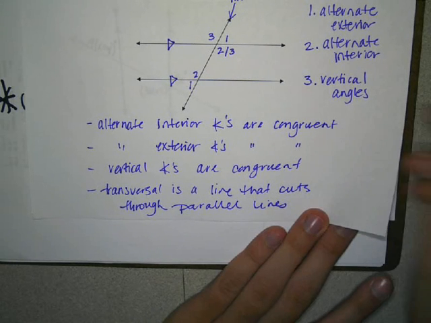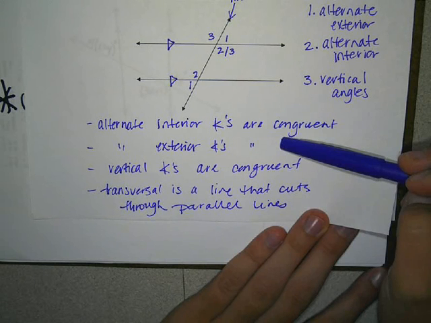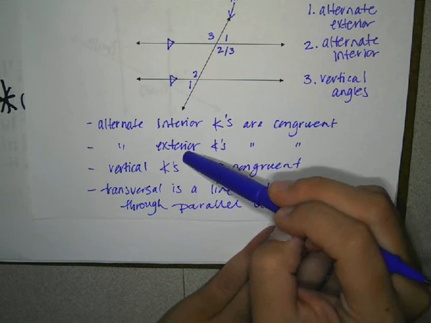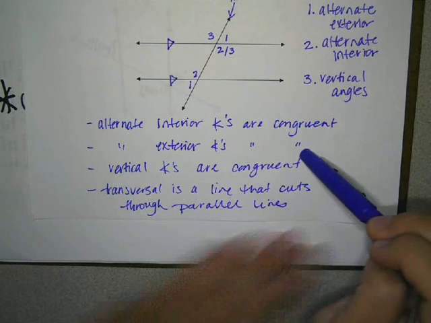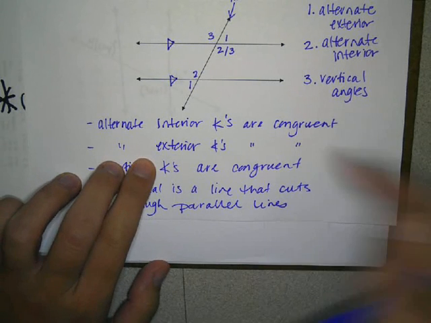The second one. Alternate exterior angles are congruent. The little tick marks just mean to repeat the word above.